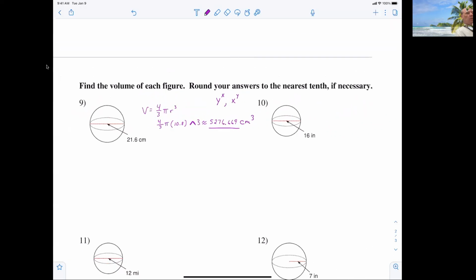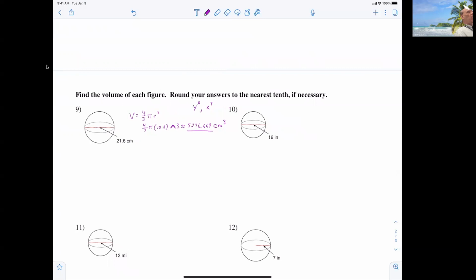Now, again, every single time you write your formula, then you plug the number in, then you use your calculator, then you write down the answer rounded to 3 decimal places. That's the idea. Anybody have any questions? It's a very simple day today. I want it finished.